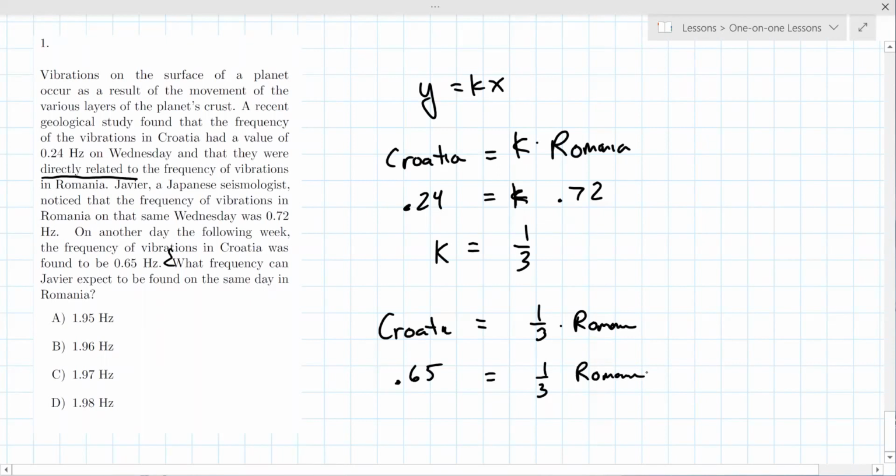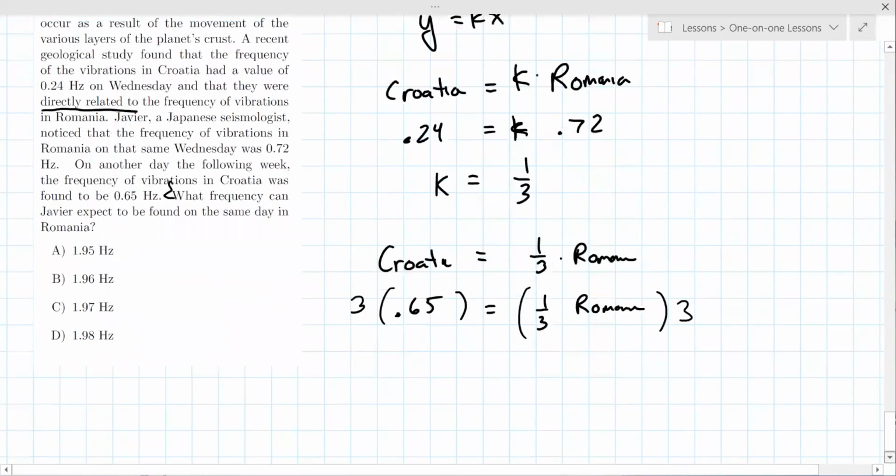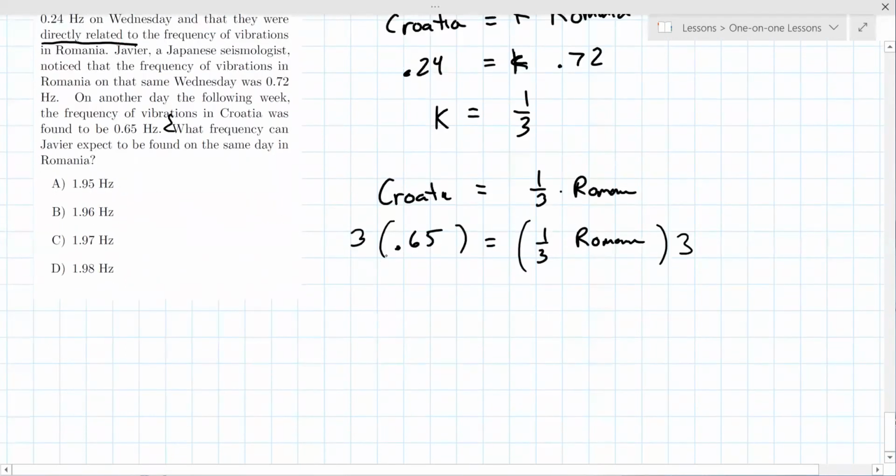So in this case, you would divide by 0.3. I would prefer hearing a multiply by 3 because this is actually not a calculator question. So it's, and this is doable by hand. It ends up being 1.95.